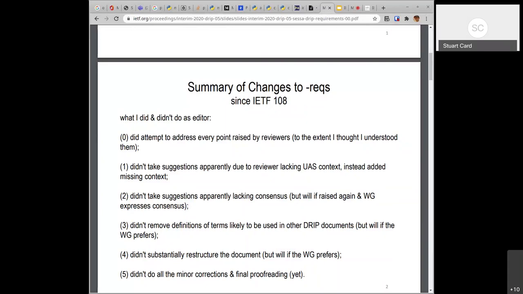I also had a couple of reviewers who suggested substantial restructuring of the document. I have not done that. The current structure of the document is what we kind of evolved to based upon prior inputs. But if there is a consensus that we need to restructure it, then so be it, I will. And then finally, there's a bunch of little minor corrections and final proofreading that need to be done subsequent to all that. Next slide, please.